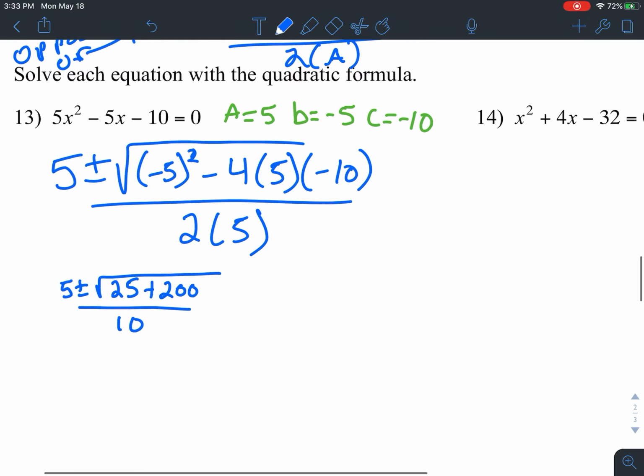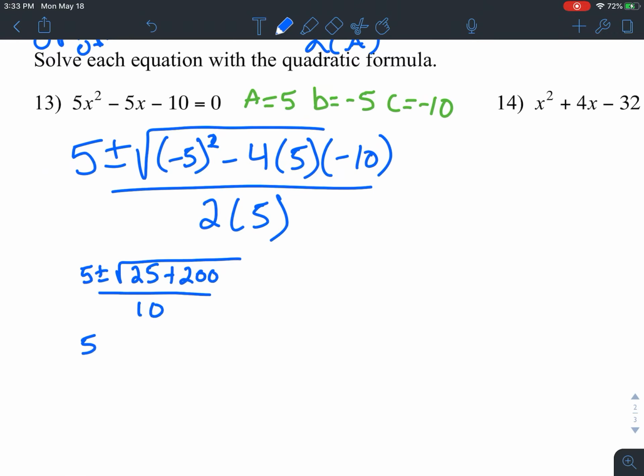Divided by 10. Okay, then we got to go ahead and add 25 and 200, which is going to give me 225 divided by 10. We got to find the square root of 225. Square root of 225 is a nice perfect square. It just turns to 15.